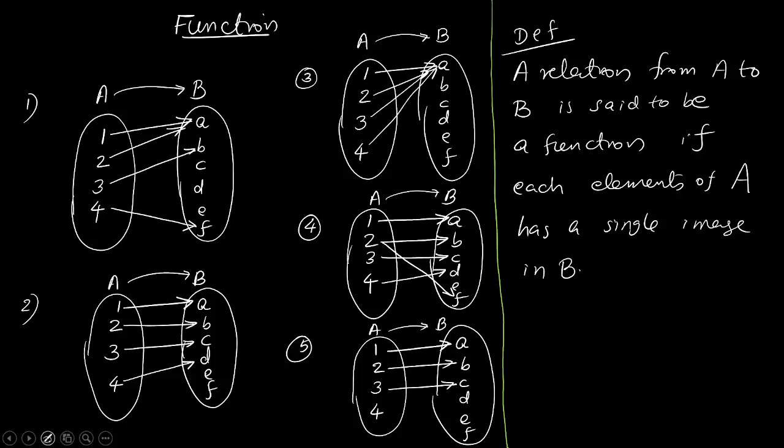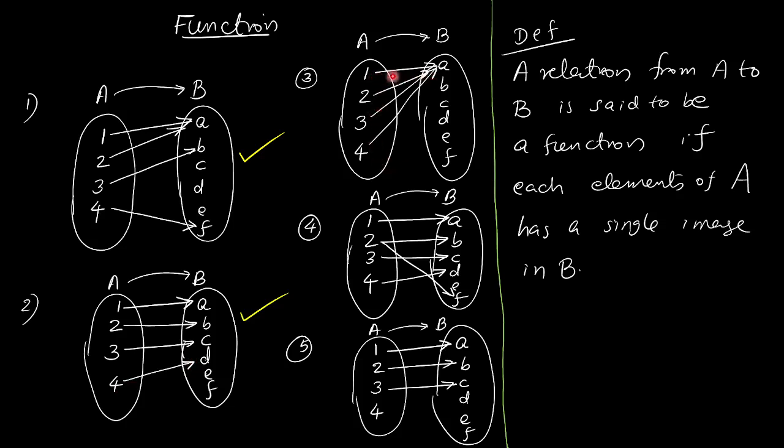So the first example is a function. Let me complete it. After that you can ask me doubts. Why? 1 has a single image, 2 has a single image, 3 has a single image, 4 has a single image. Every element of A has a single image. Second example, 1 has a single image which is A. If it is like this, then 1 has 2 images. But 1 has one image A, 2 has 1 image, 3 has 1 image, 4 has 1 image. Every element of set A has a single image. It's a function.